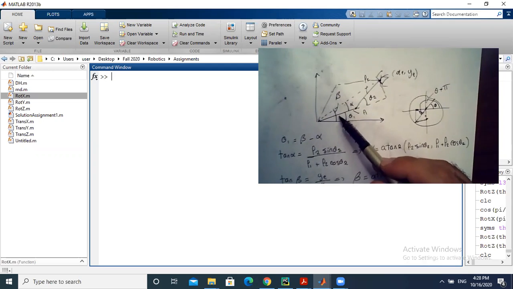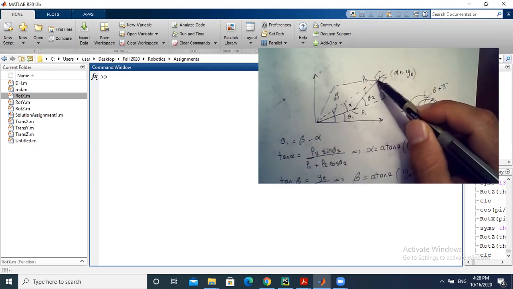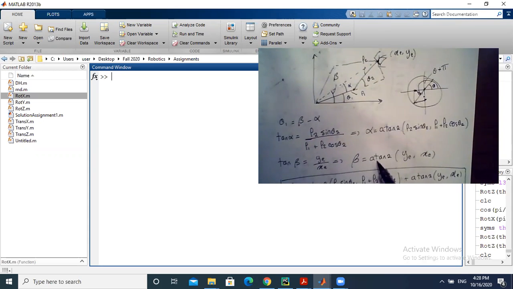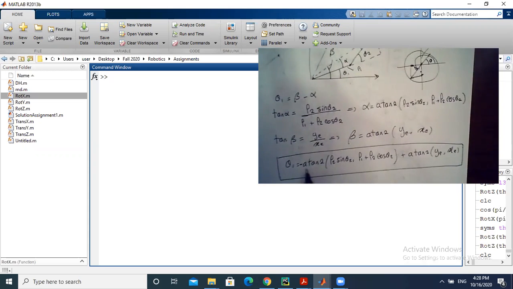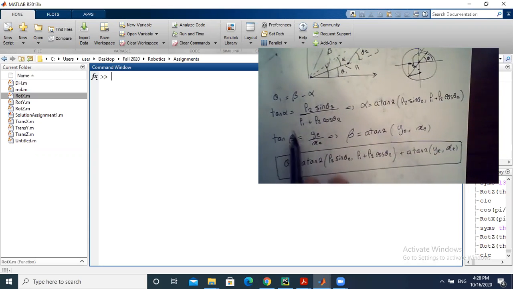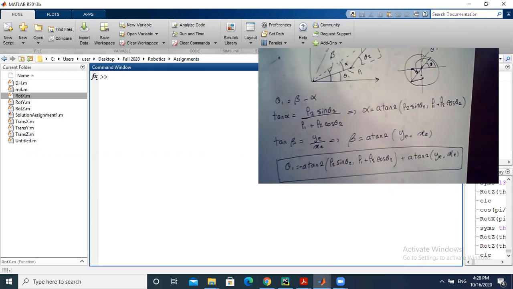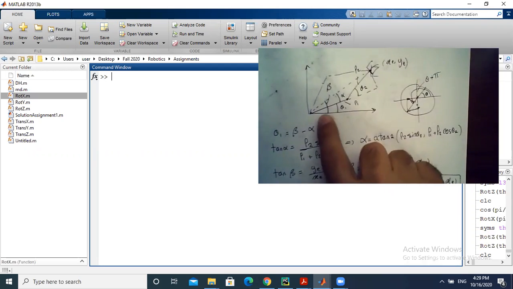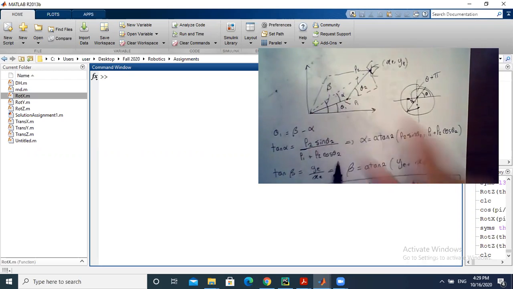What is beta? We can find beta from this, right? I know tangent beta is equal to ye over xe, so again, beta is equal to atan2 of ye, xe, right? And I already have theta 2, and I know alpha. Now I can find theta 1, which is going to be equal to, let's say, alpha minus beta, or, beta is here in this case, so minus alpha, plus beta. Okay, so this is it regarding the IK of 2 degrees of freedom rotational joints, or 2 degrees of freedom RR robots.